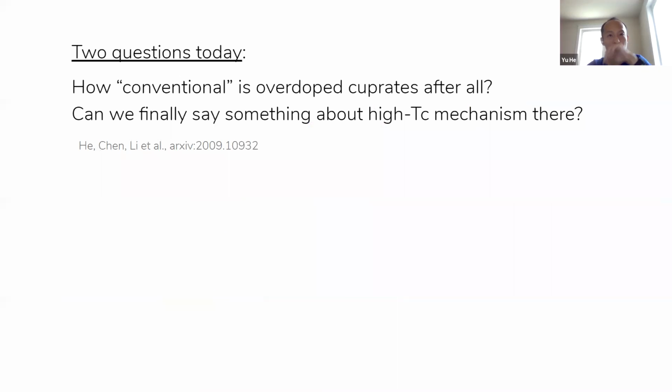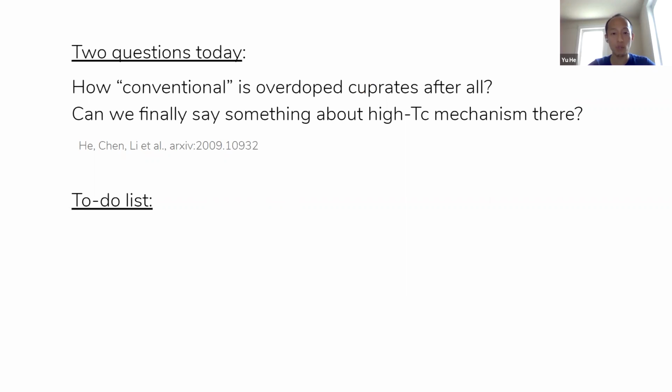So that being said, in the spirit of scrutinizing a simple textbook subject by pushing to the extreme of instrumentation, I'd like to bake the following two questions into today's talk. One is, how conventional, after all, are overdoped cuprates? Overdoped here means we push a lot of holes or carriers in general into those oxide perovskites. And the second question is, moreover, can we finally say anything about the mechanism of high TC superconductivity in this supposedly simpler phase region, which I will give you a little bit of introduction about.